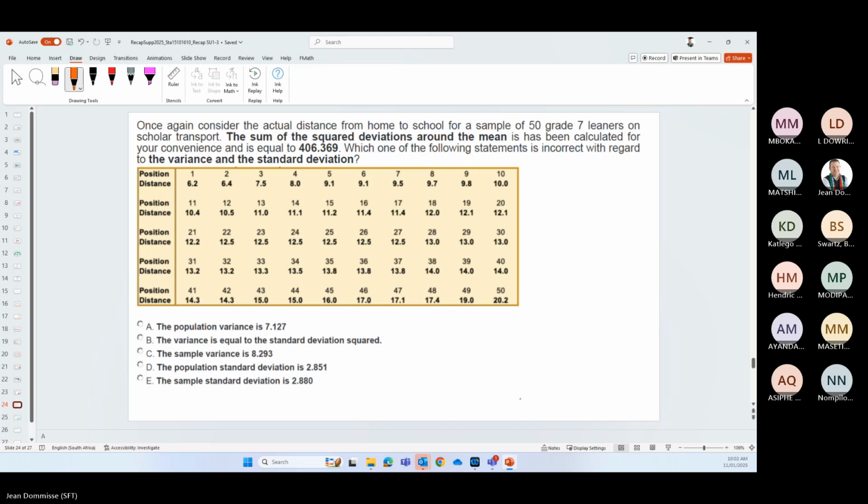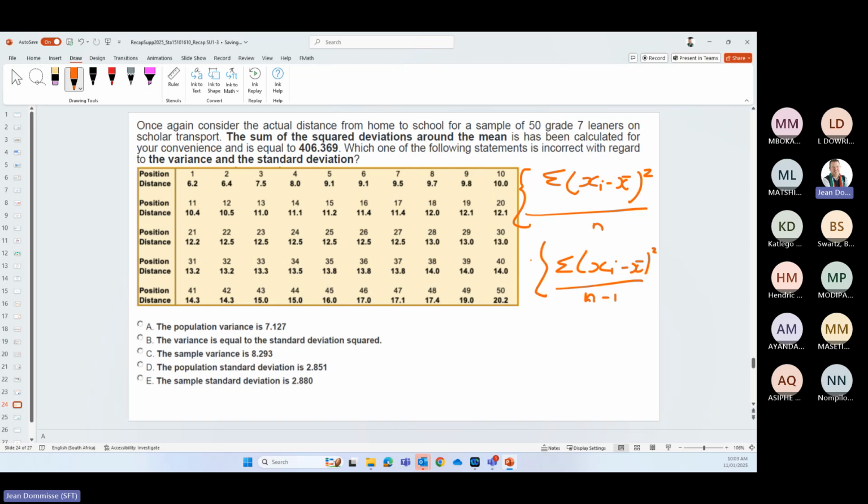Okay, so we get here the sum of squared deviations. In that formula, I think this is how that formula nearly looks like. So that is for the population, and for the sample it is n minus 1. So that's sample, that's population.